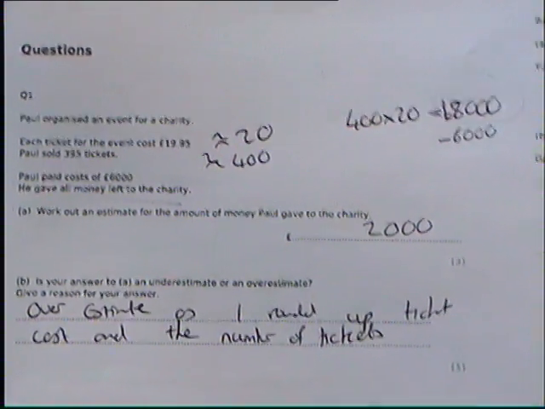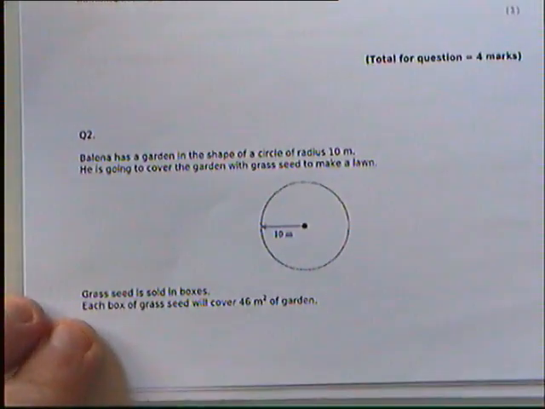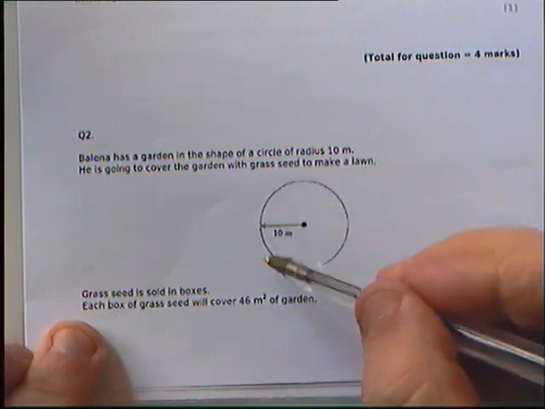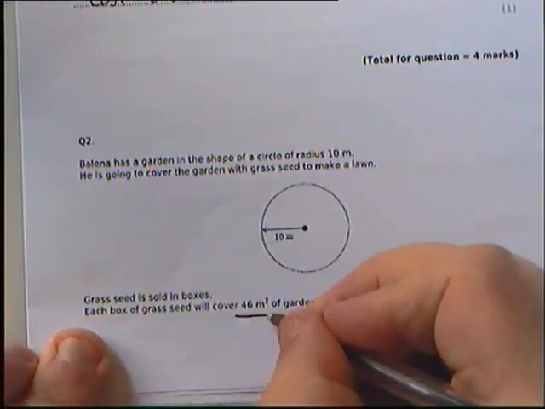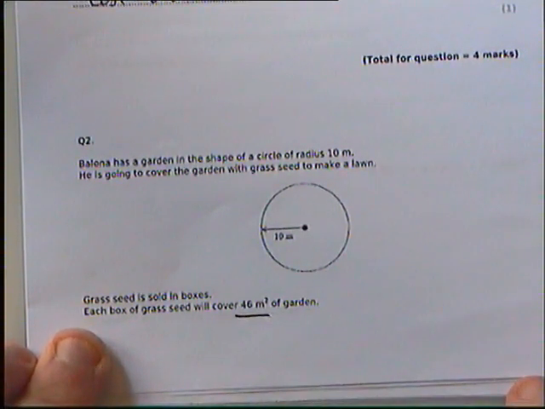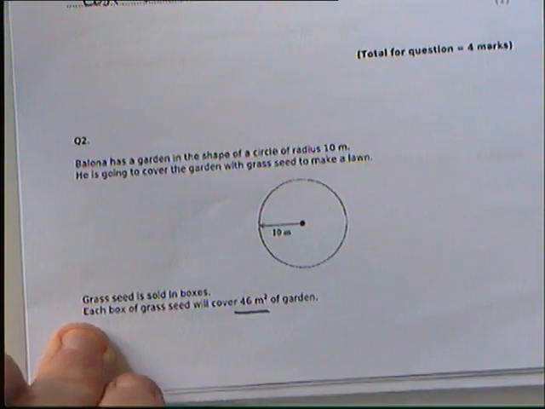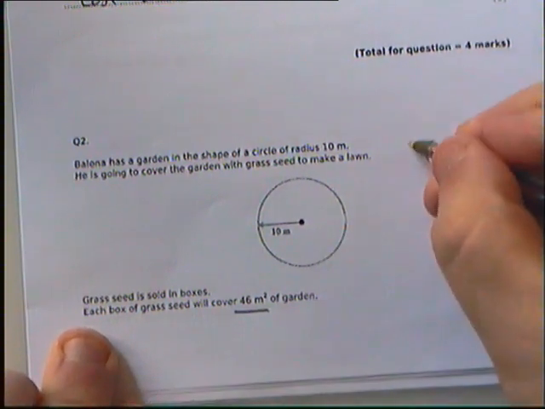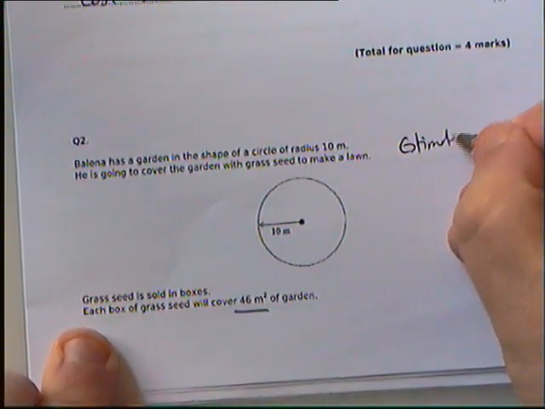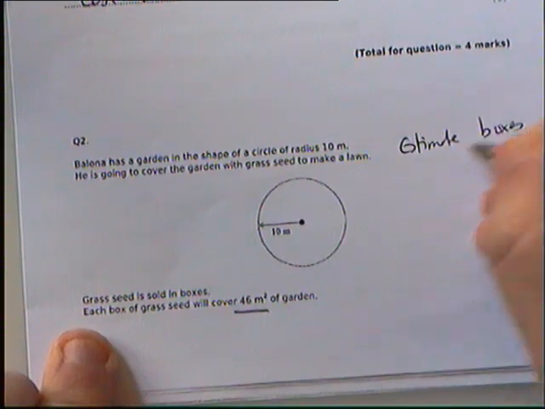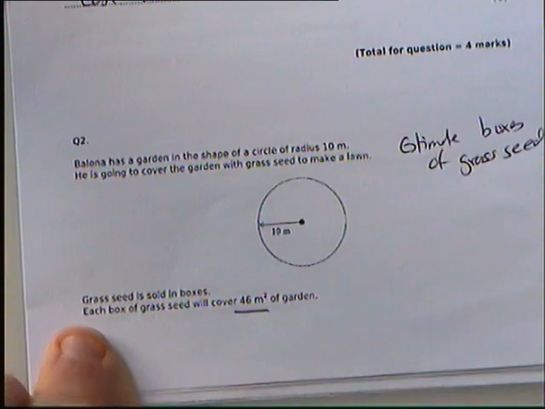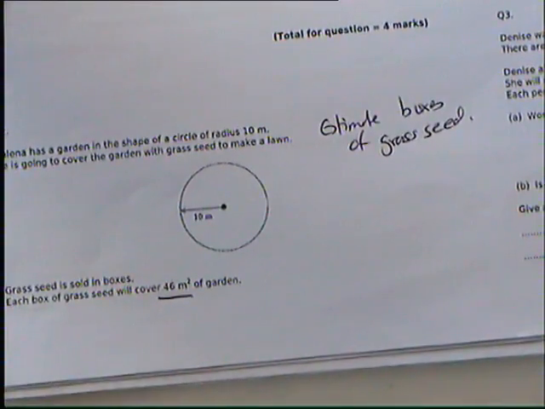Right, so here's the second question. It goes on to 2 pages, unfortunately, this one. So there's our garden. We've got 10. Each box covers 46 meters squared of garden. I want to cover the whole garden with grass. Estimate the number of boxes of grass seed I need. So have a go. Pause the video and then we'll go through it.